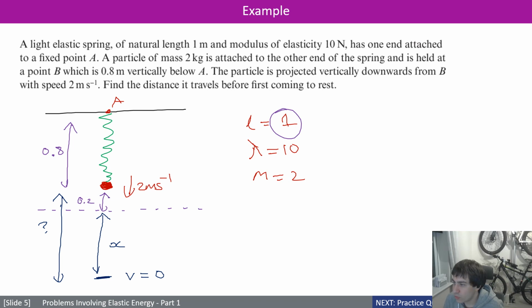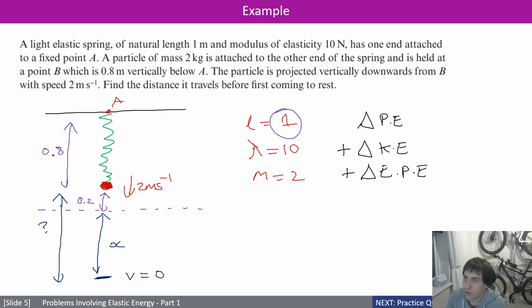Okay, so let's think about the before, let's think about the after. We're going to use the change in potential energy plus the change in kinetic plus the change in elastic potential. So first off, what's the change in potential energy? Well, it started at whatever amount, let's say 0, and it has now decreased by mass times the distance times g. The distance is x plus 0.2. The mass is 2, so that gives us a change of 2g(x + 0.2), where x is that unknown.